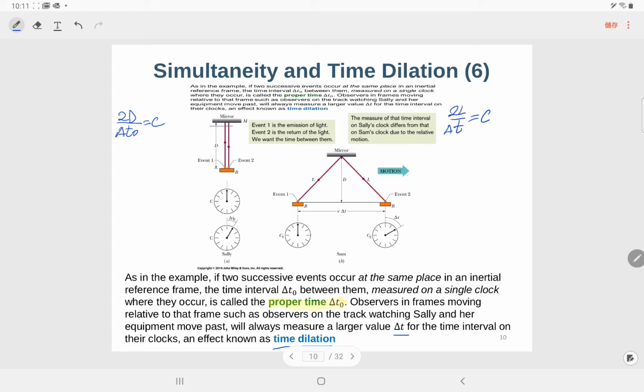So in this case, the light moves for a distance 2D, and it measures the time to be delta t0. So actually, the speed of light should be c, which means that 2D over delta t0 should be c.